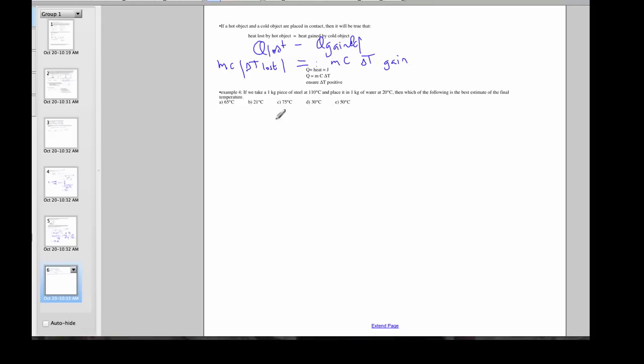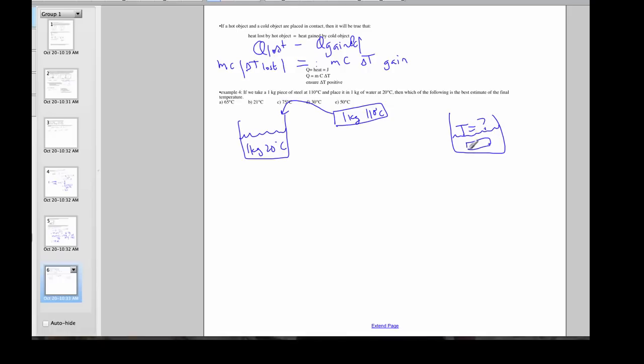All right, so for instance, let's just do a little thinking problem here. Bucket, okay, 1 kilogram of water at 20 degrees. And then there's a kilogram of steel, same amount of steel, but this is at 110 degrees. And if I drop the steel into the water, what final temperature do they reach?